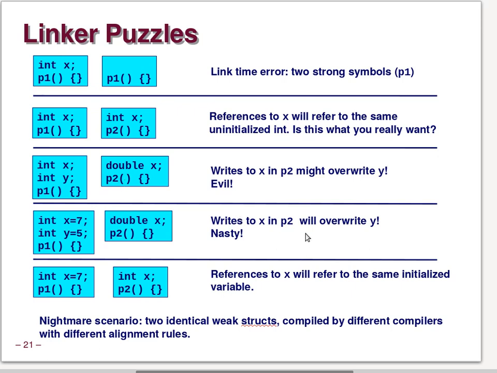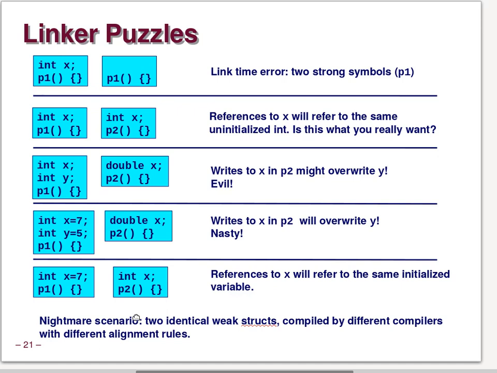Writes to X and P2 may overwrite Y again, even though these are strong. This is now a weak symbol, and since you're referencing it as a double, it's going to take X and then treat the X and Y possibly as a double, and then you might be, again, overriding Y. Again, you have to be careful. Modern linkers will at least give you a warning here. And then references to X will refer to the same initialized value over here, which is probably what you want. So P2, if it says X equals something, or I want X, it's going to jump over here.